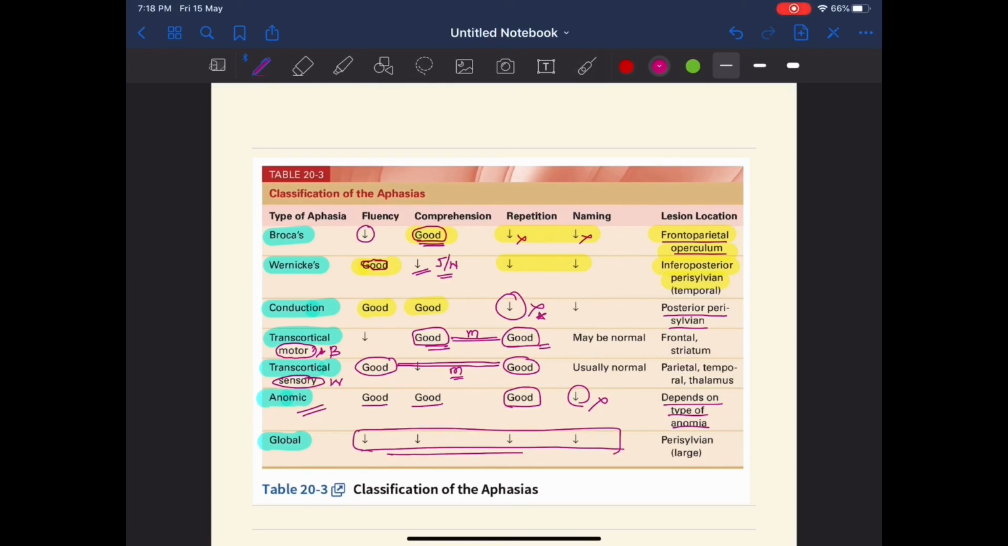This is it. I think I have cleared each and every aspect of this aphasia topic in an appropriate way.